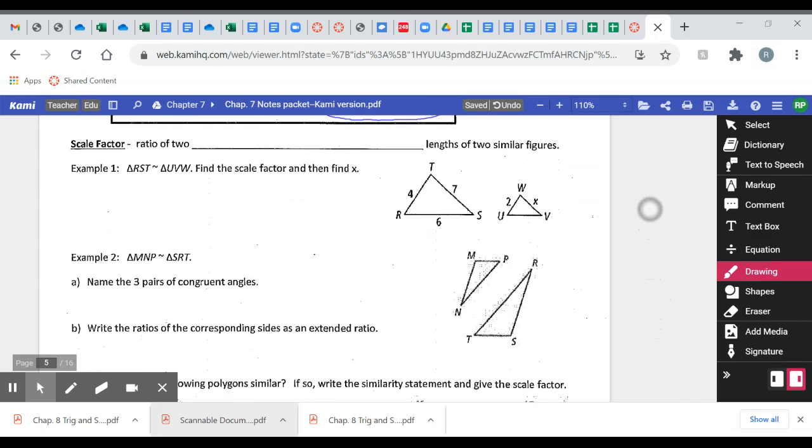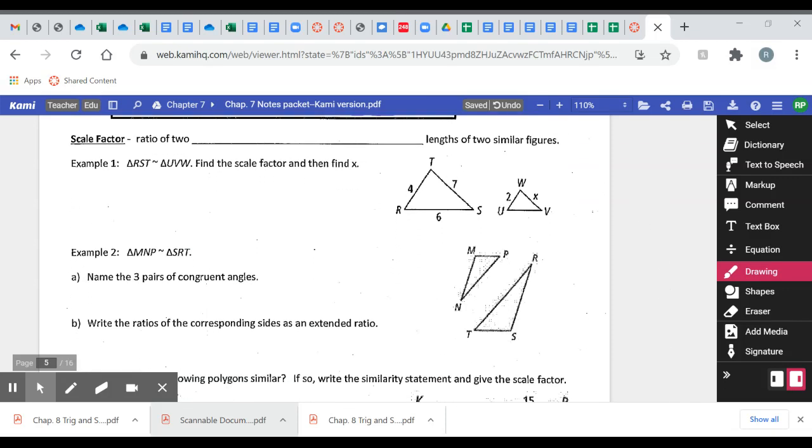All right, next is the scale factor. So the scale factor is a ratio of two corresponding lengths of two similar figures. So we can see an example 1 here. It says that triangle RST is similar to triangle UVW. Find the scale factor and then find X.